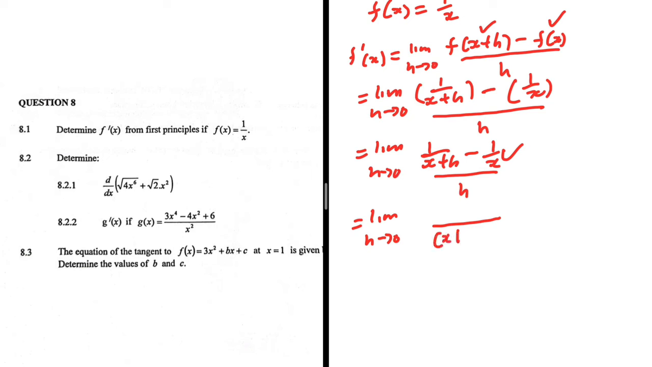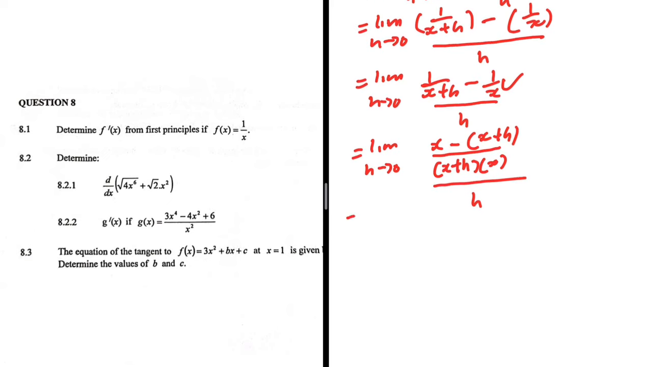So we're going to have x plus h multiplied by x to the power x minus x plus h, right? Everything divided by h. So let's go ahead and solve that numerator even further. So x minus x, that is 0, and then we are left with minus h divided by x multiplied by x, that is x squared, and then h multiplied by x, that is plus xh, everything divided by h.